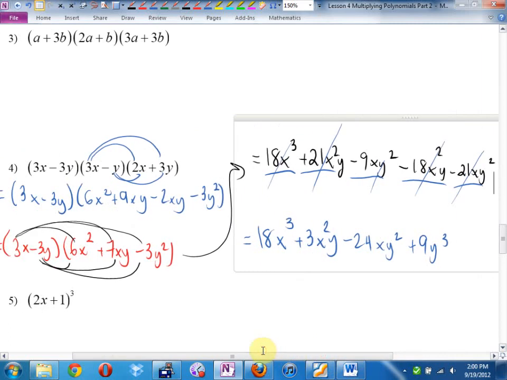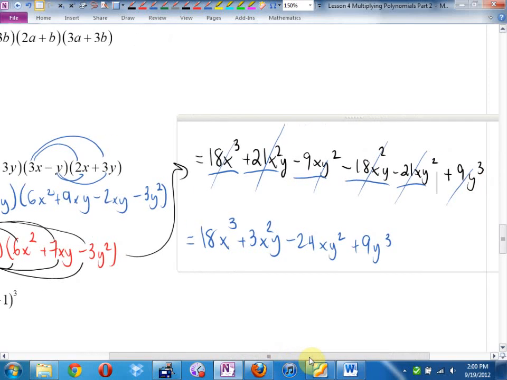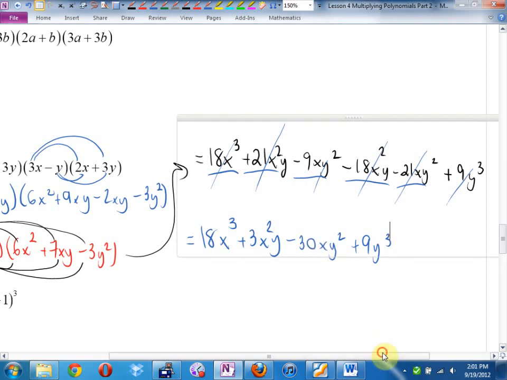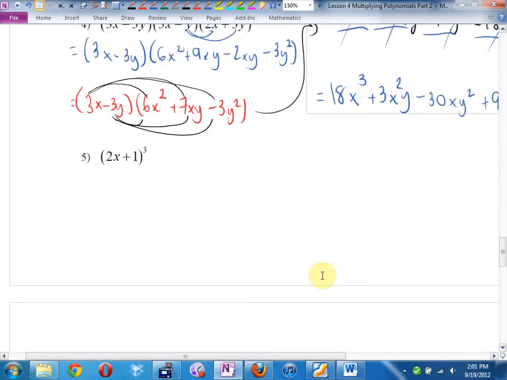It's driving me crazy. So this is going to be then 9xy squared minus 21xy squared. So you're saying, if I heard you correctly, my friend, that this is supposed to be a negative 30? Yes. So 18x cubed plus 3x squared y minus 30xy squared plus 9y cubed. Yes? How many of you got that? Okay. Excellent. Yeah, it takes a while, but I'm not going to be giving you 15 or 20 of these.